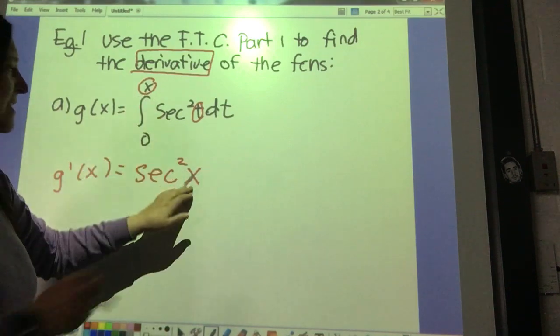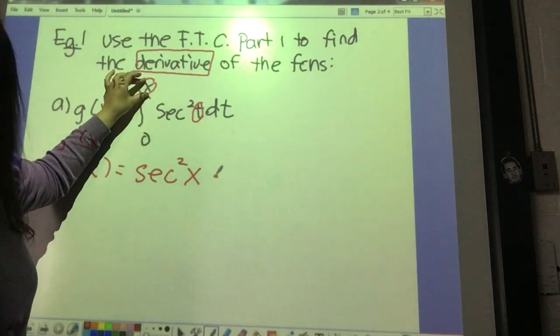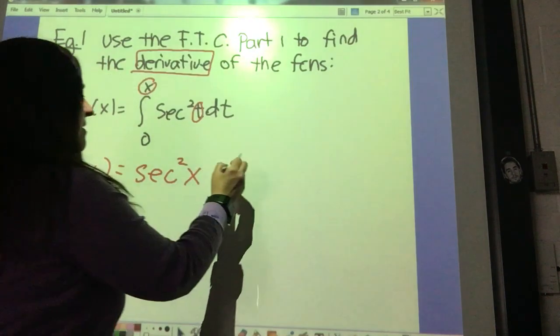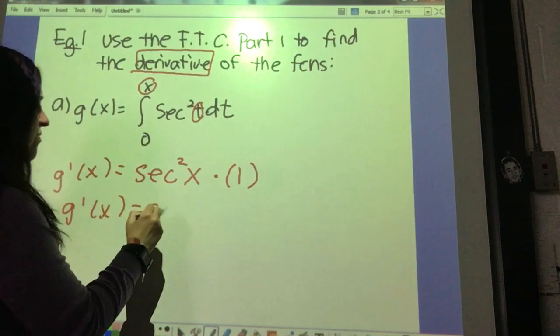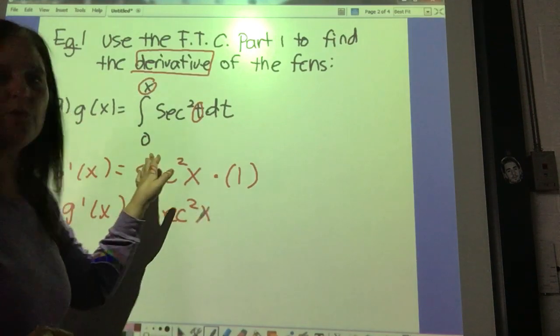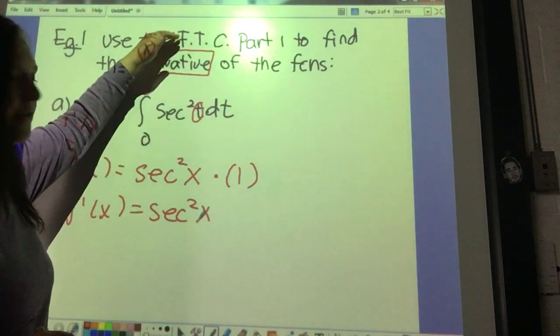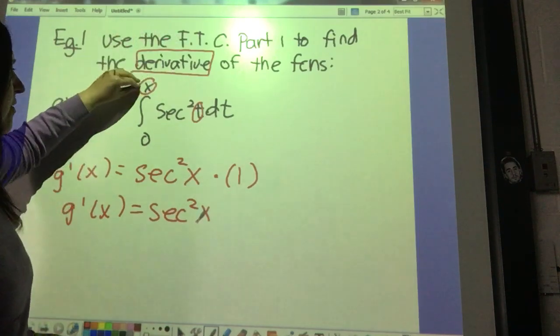And then the next thing you do is take the derivative of your upper limit. So the derivative of x is just 1. So that's why our final answer is just secant squared x. And again, if you watch the video, when you do fundamental theorem of calculus part 1, you can only have one variable.